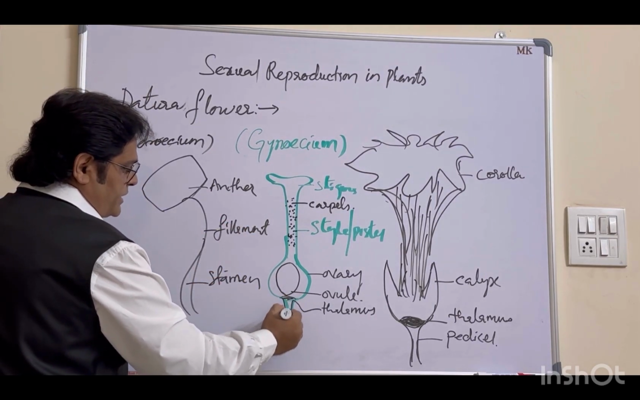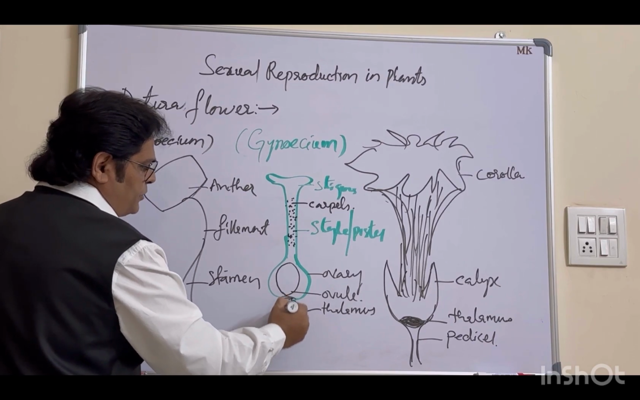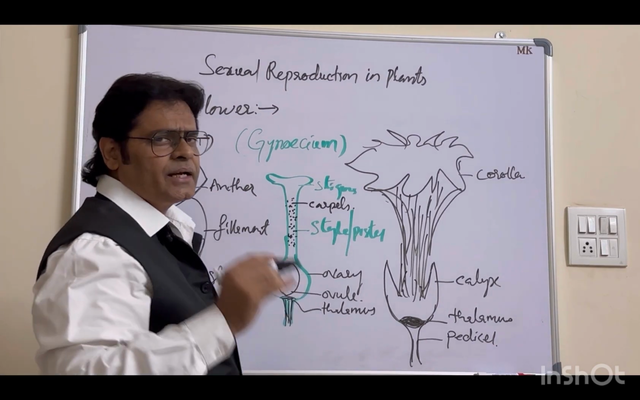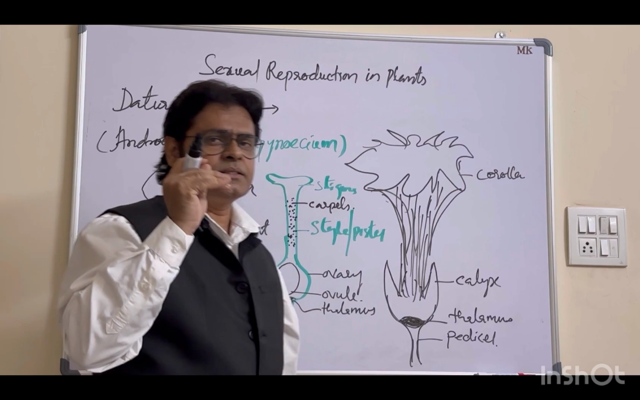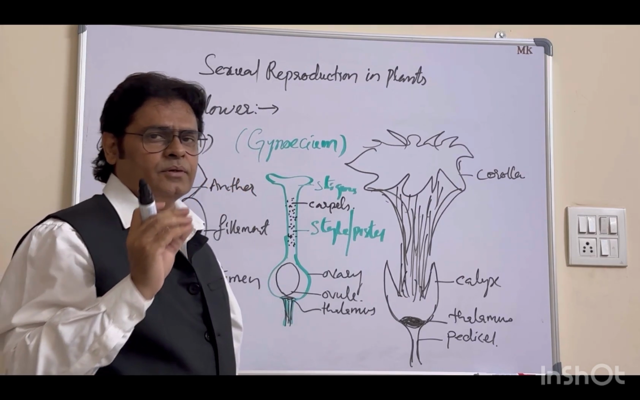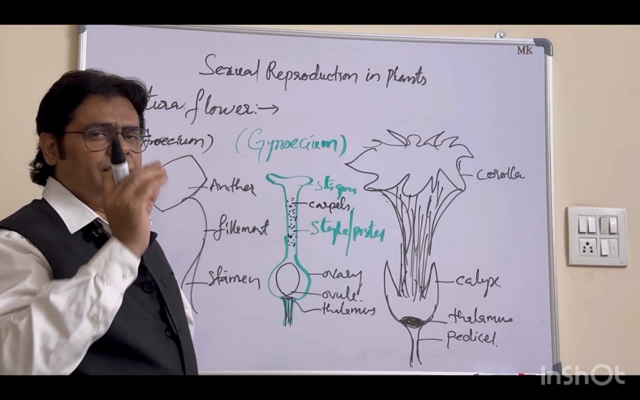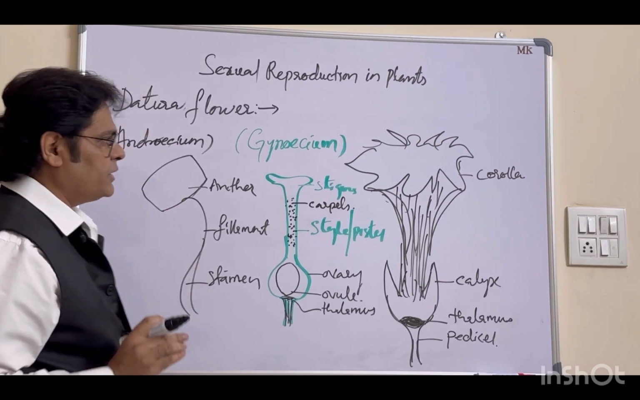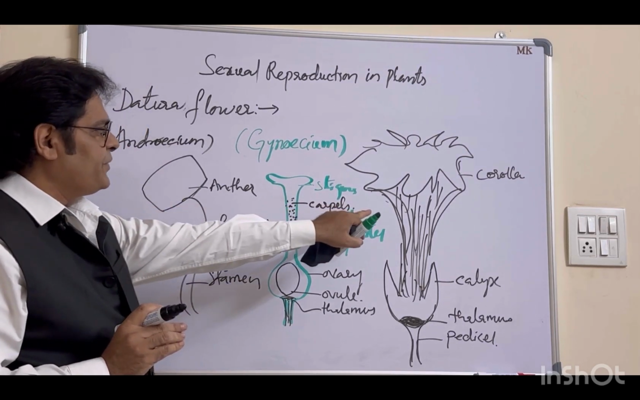Dhotra seeds, if you consume them, are very, very highly poisonous. It directly affects the nervous system. If you consume the seeds or the flower, it directly affects the nervous system. Very bad effect on the nervous system. So, this is the structure of the Dhotra flower.